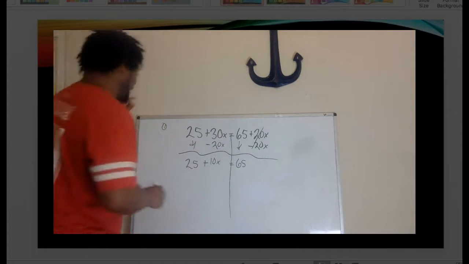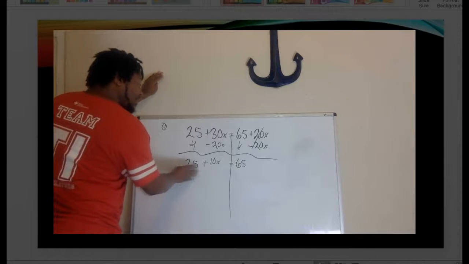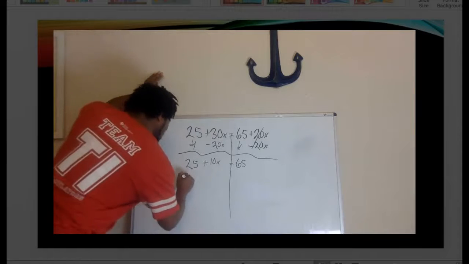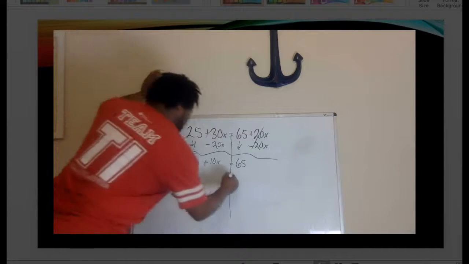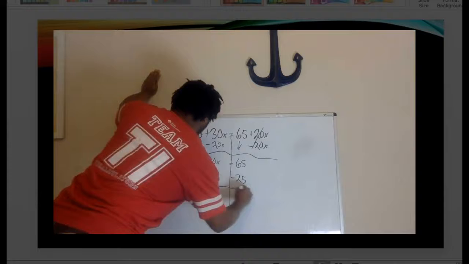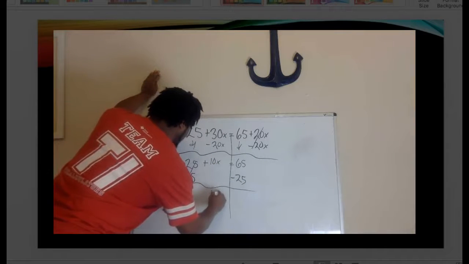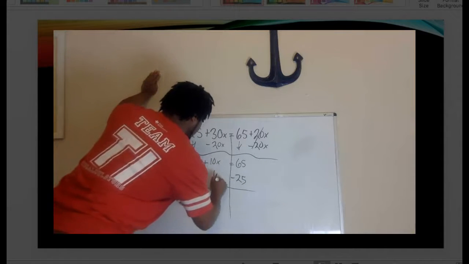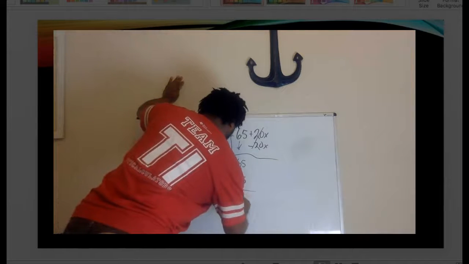My next step, remember, we want to move the constant. Remember, this one is the constant that needs to move because it's the one that's with the variable. So we're now subtracting 25, and that's because this is a positive 25. That gives you a 0 pair. We drop our 10x down. 65 minus 25 is 40.